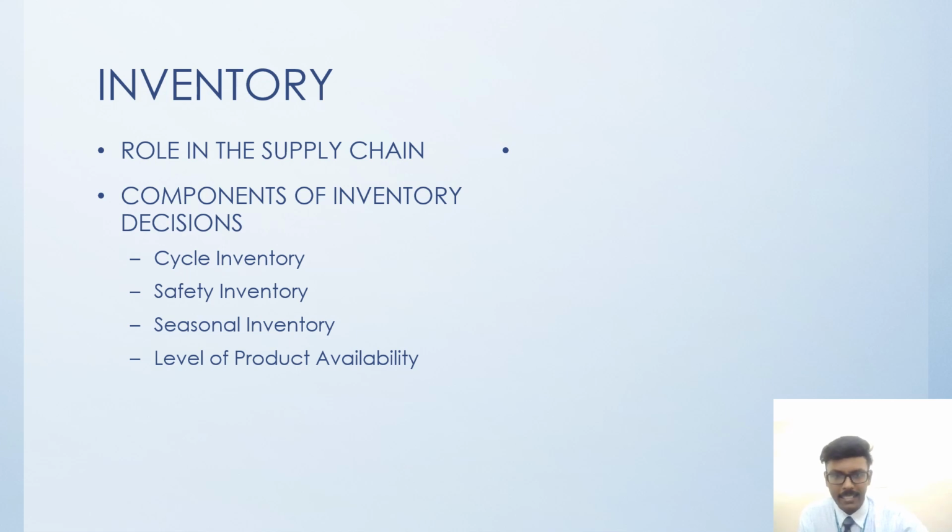Then level of product availability. Level of product availability is the fraction of demand that is served on time from product held in inventory. A high level of product availability provides a high level of responsiveness but increases cost because a lot of inventory is held but rarely used. In contrast, a low level of product availability lowers inventory holding cost but results in a higher fraction of customers who are not served on time. Okay, so that's all about the components of inventory decisions.